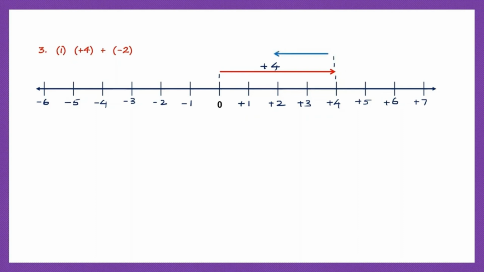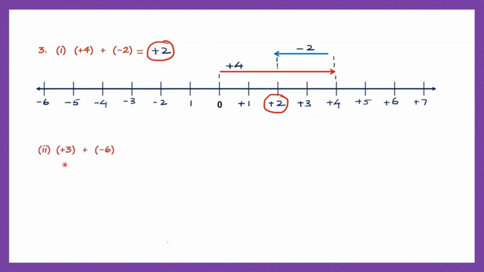So this is minus 2. And what have we reached? We have reached plus 2 here, isn't it? So that means plus 2 is our answer. So let's write the answer here. So our answer here is plus 2. So when signs are different, put the sign of the bigger number and subtract. That's what we did. We put the sign of the bigger number and we subtracted 4 minus 2 and we got 2.